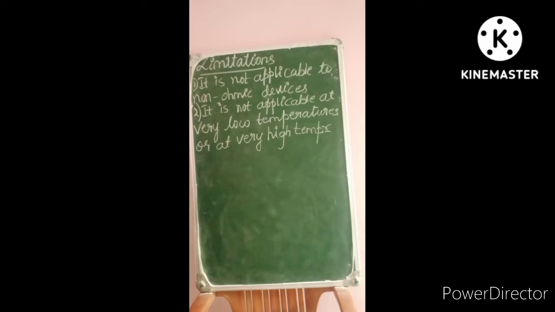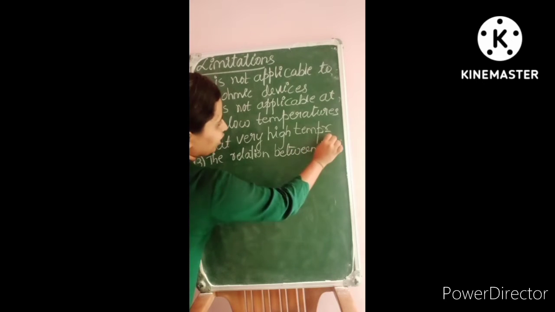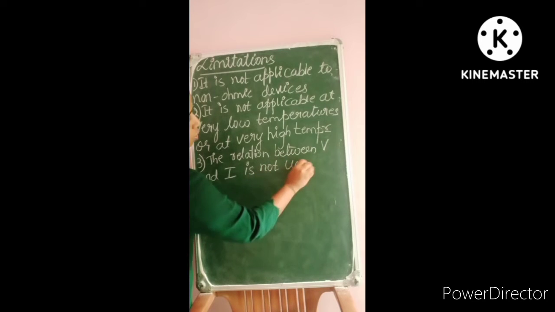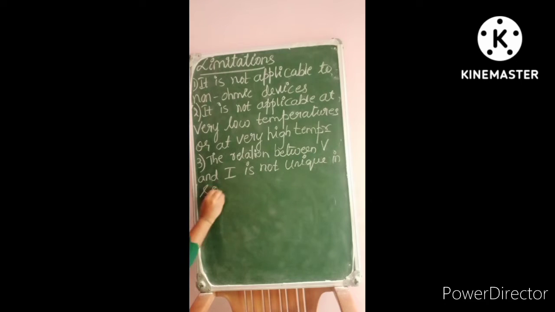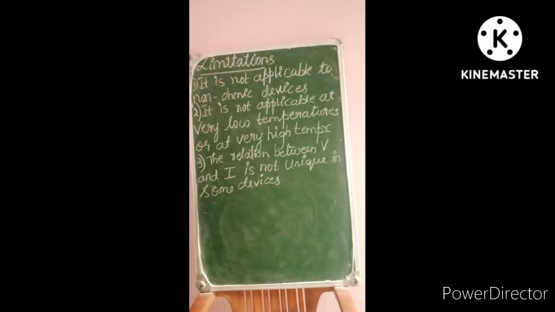The third limitation is that the relation between V, the potential difference, and the current is not unique in some devices. In that case Ohm's law fails. This is the third limitation.